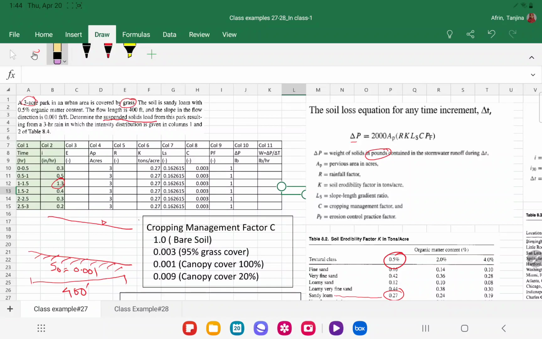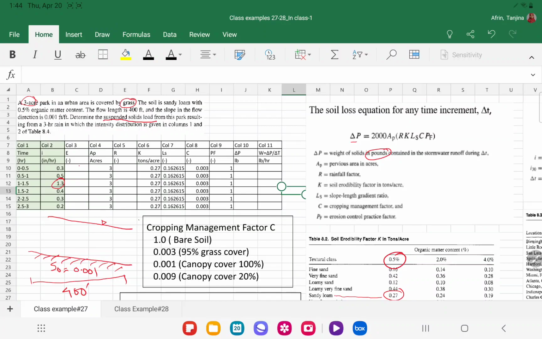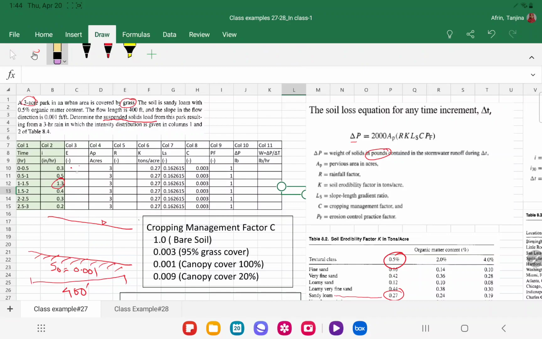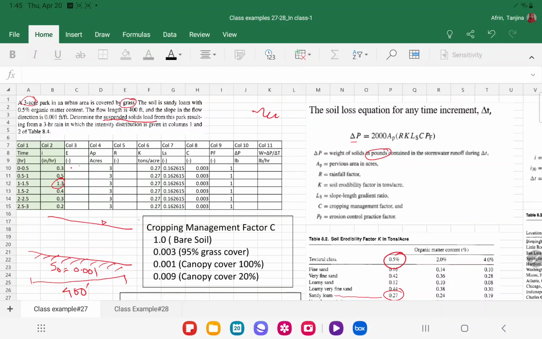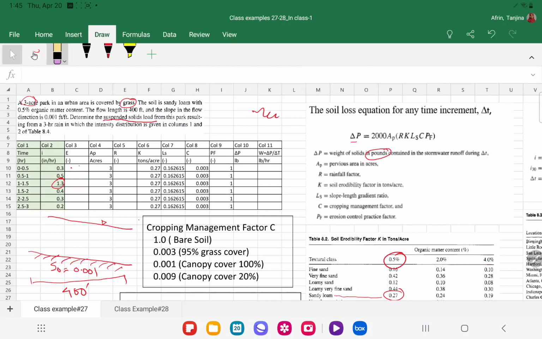So if I use this one to do the E calculation, what is the way to do that? Okay, now it is creating some problem.